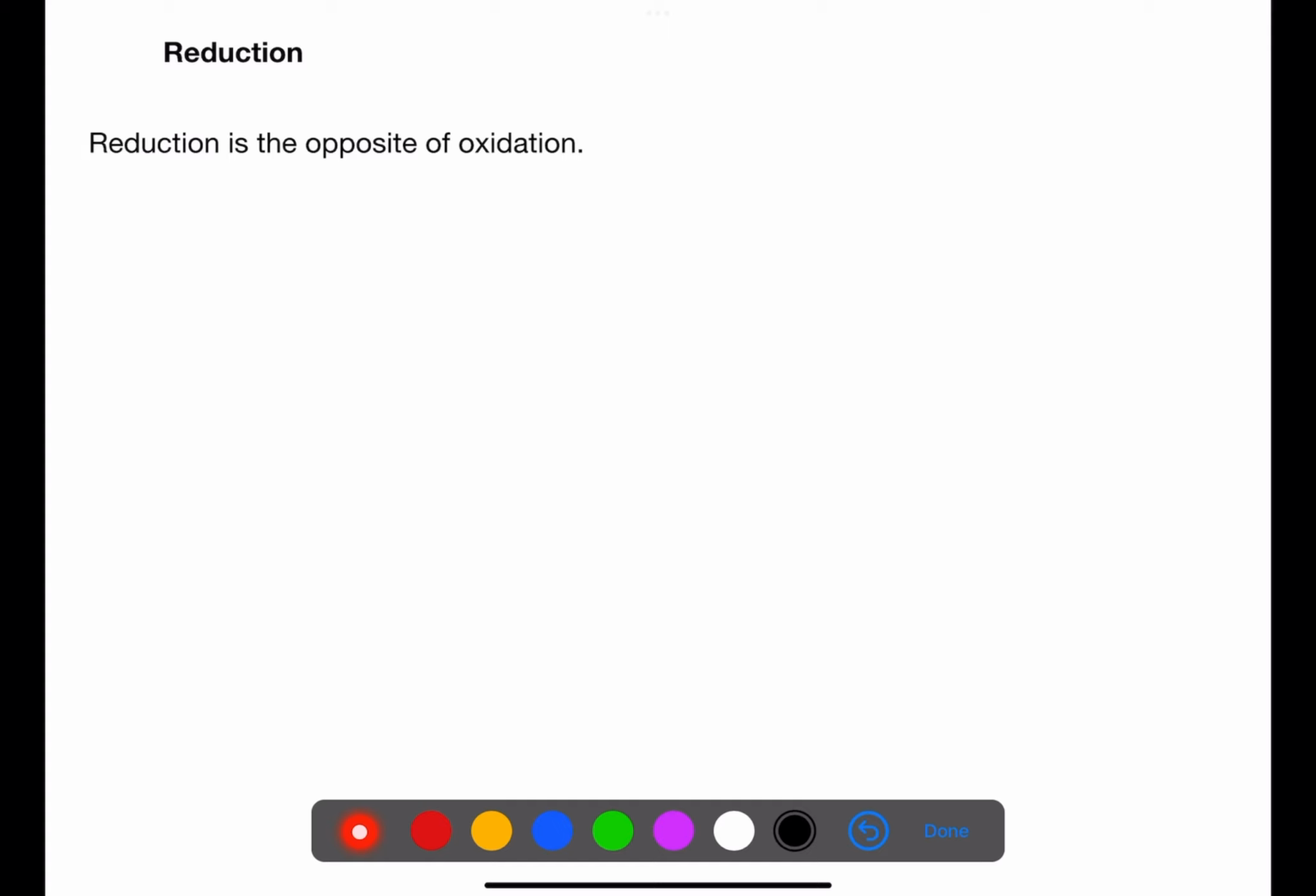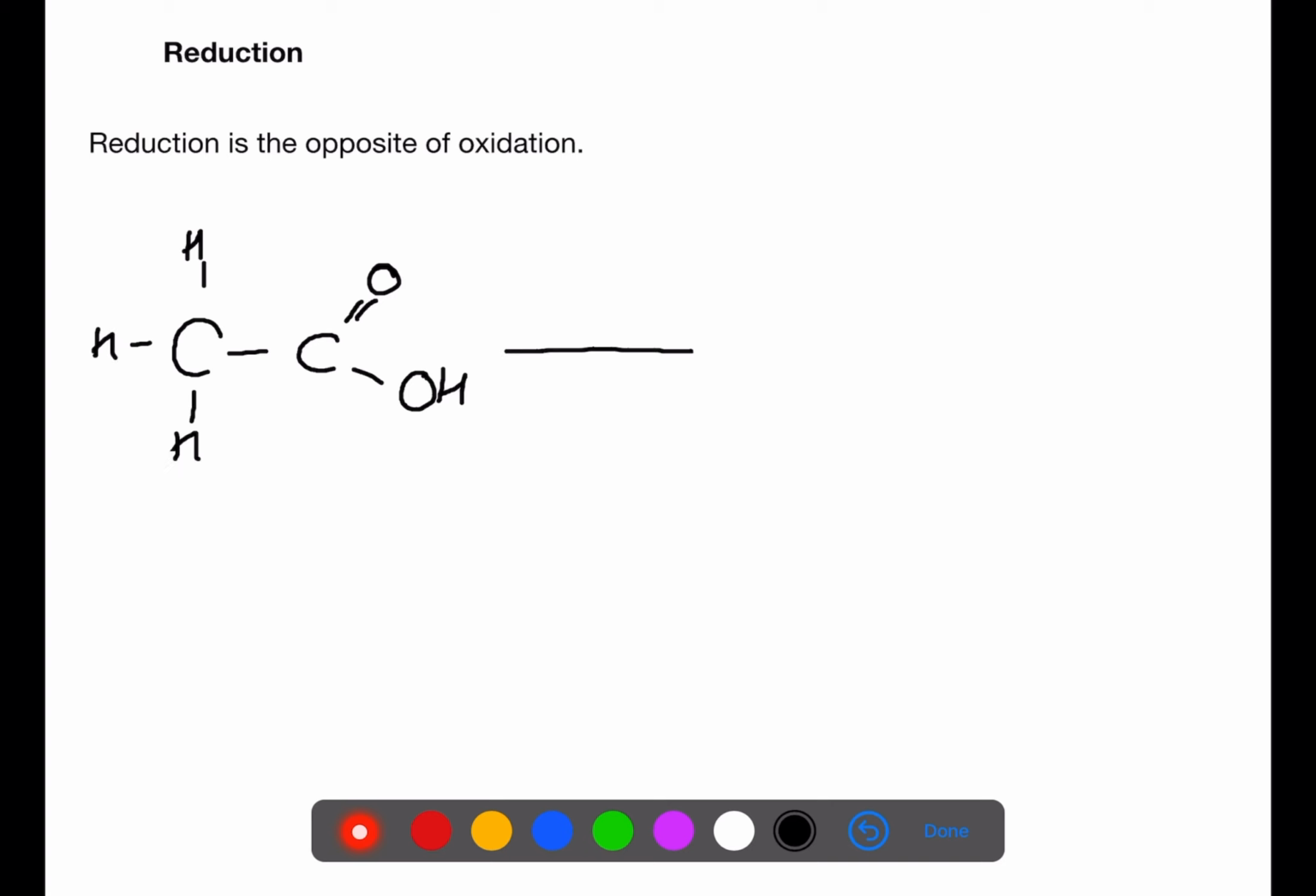Reduction is the opposite of oxidation. During the reduction process, there is no middle step for going backwards. If you have a carboxylic acid, it will be reduced back to a primary alcohol, as can be seen here with ethanoic acid. This will be reduced back to ethanol.